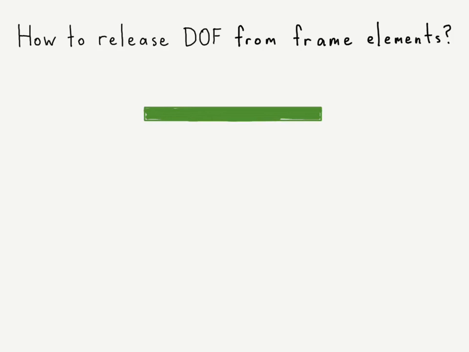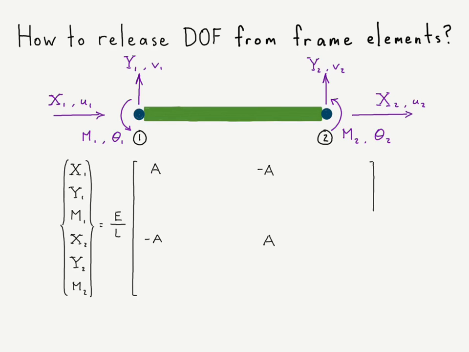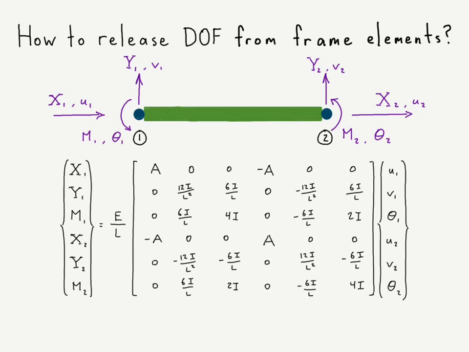So we're going to go ahead and start with the frame element, where we have our translations and our rotation at each of the nodes. And let's say that we have our original frame element stiffness matrix in the frame element coordinate system. We've seen this before. We're going to start from here. This is where we start.